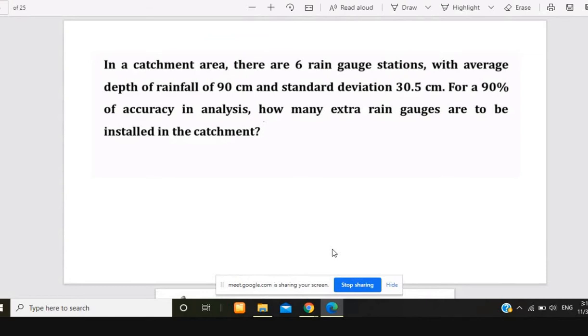So you are given the details that in a particular catchment area there are already 6 rain gauge stations, and the P bar, that is the mean average rainfall, is 90 centimeter, and the standard deviation sigma is given as 30.5 centimeter. You are asked to find the extra number of rain gauges we have to add in order to obtain 90% accuracy.